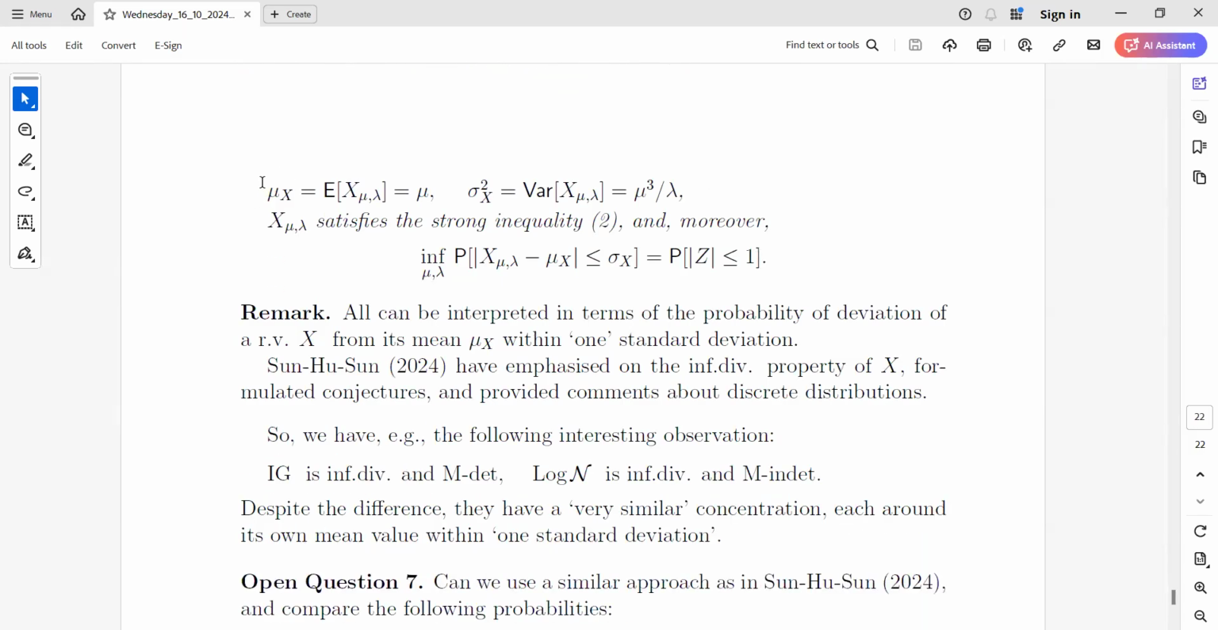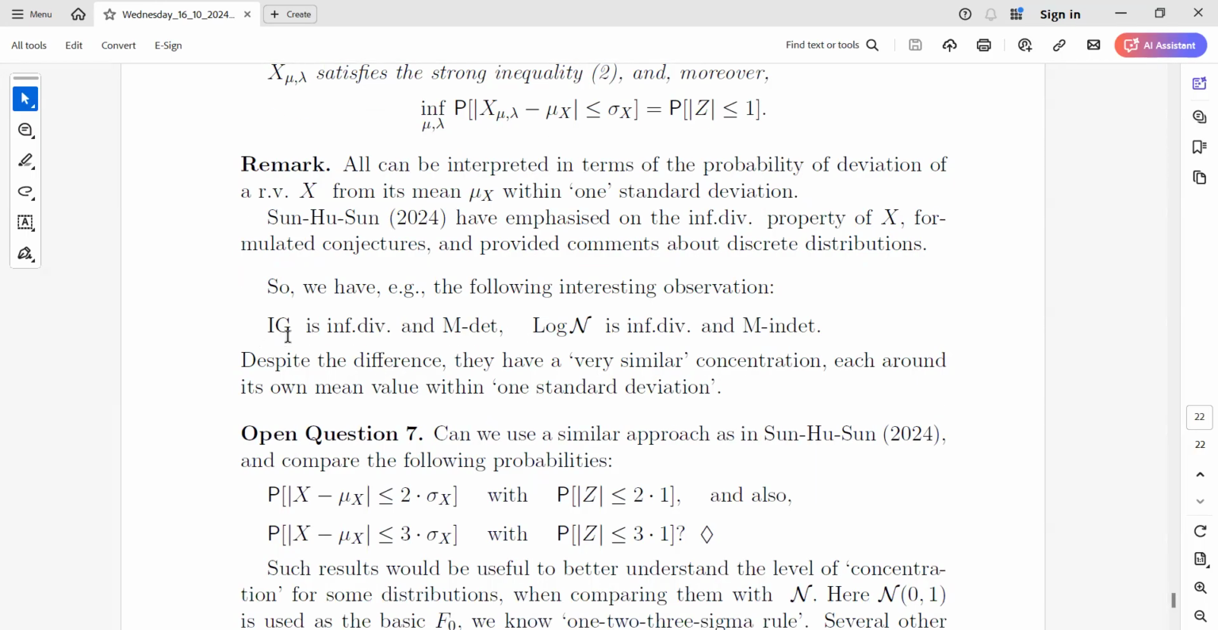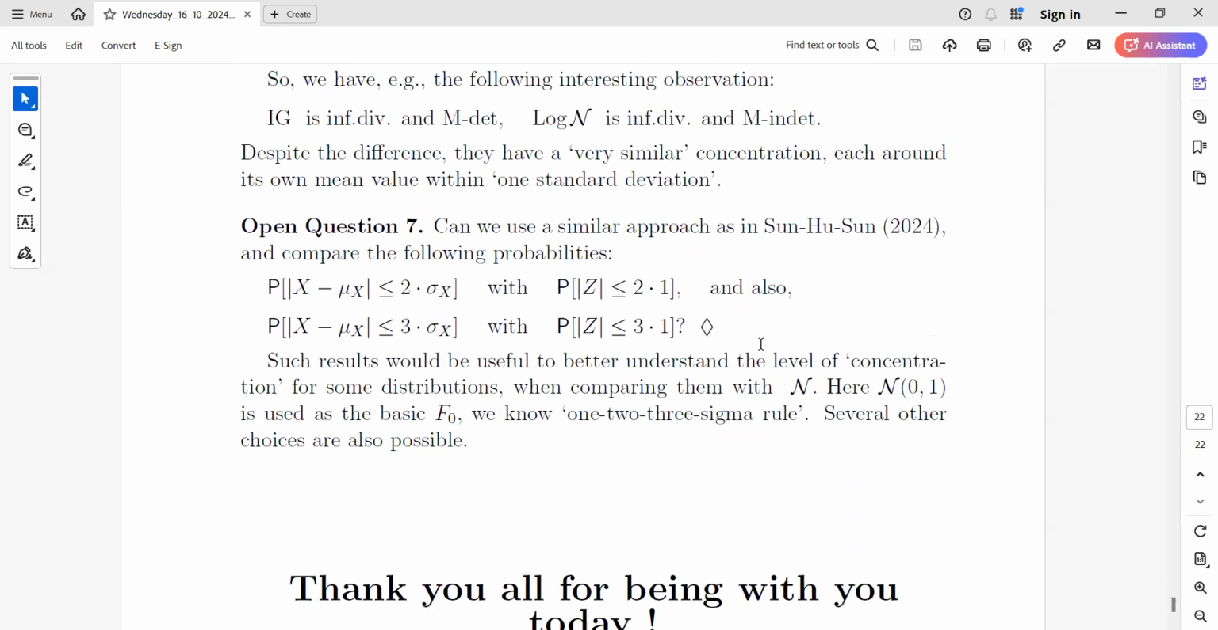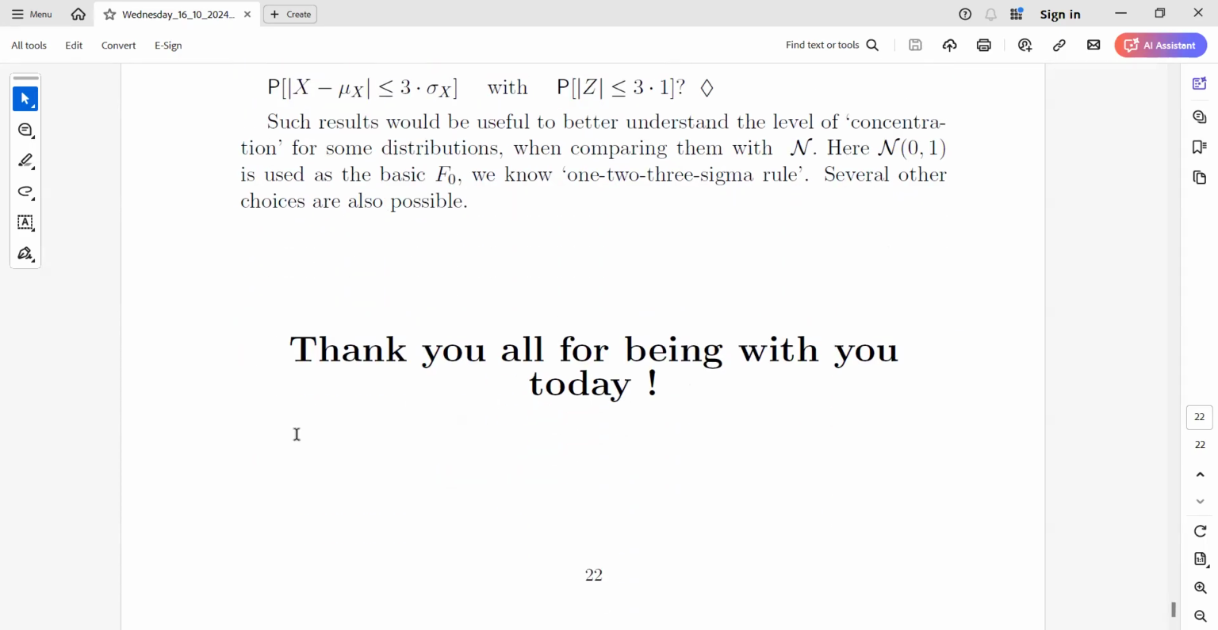And then we have the chance to interpret this and to talk about some other properties, including the infinite divisibility property of X. And what we have here is, for example, IG is infinitely divisible and Log N is infinitely divisible and M indeterminate. However, it turns out they have very similar concentration property. And we can ask a similar question when not 1 sigma, but when we take 2 sigma, and here 2, this one is the variance of the deviation of Z, and then 3 times, probably it will work. So I see my time is over, and you can read it, but thanks everybody. And so I will stop here, now our boss, Lena.